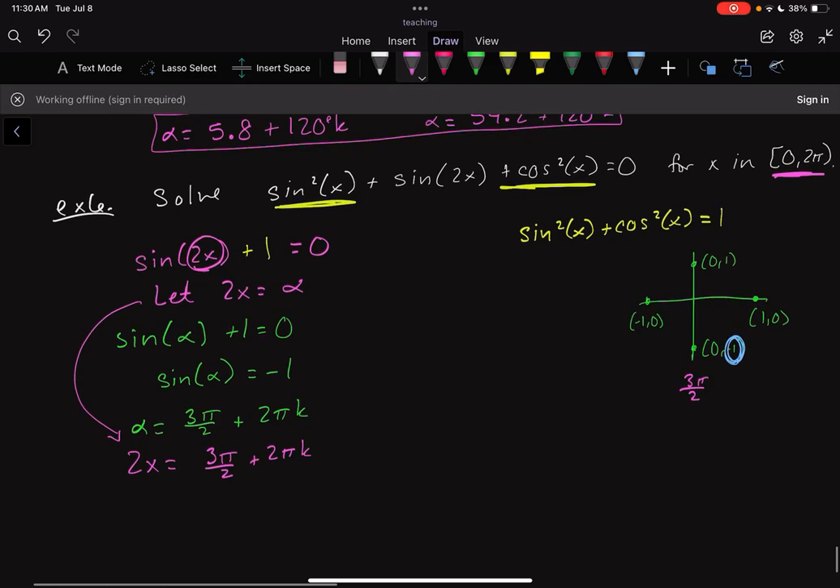If I divide by 2, remember that dividing by 2 is the same as multiplying by a half. So this will give me 3 pi over 4 plus pi k. And if it said for all values of x, I'd be done. I'd just box this in and we'd be finished with the problem. But it wants it between a certain interval, so I need to check if I can actually add this pi to my answer.